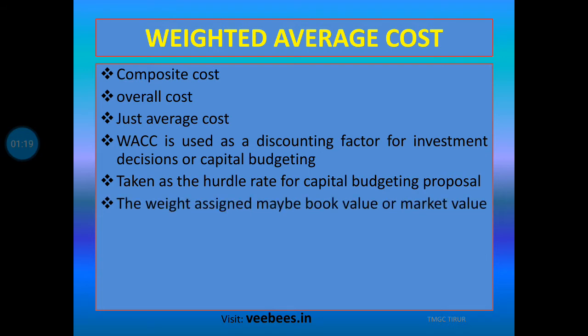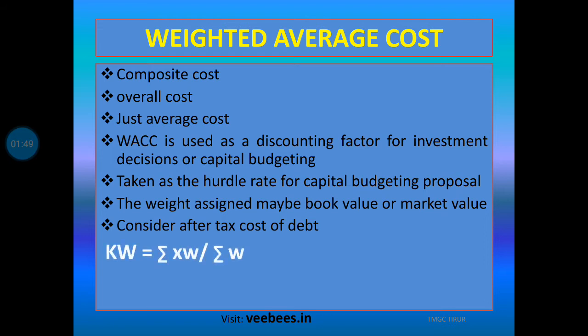Then we assign weight to each source. The weight assigned may be book value or market value. When we consider the cost, we have to consider the after tax cost of debt. In case of debt capital, there is cost of debt before tax and after tax; here we have to consider the after tax cost of debt capital. The simple equation is Kw equals sigma XW divided by sigma W. That is the equation for weighted average cost.